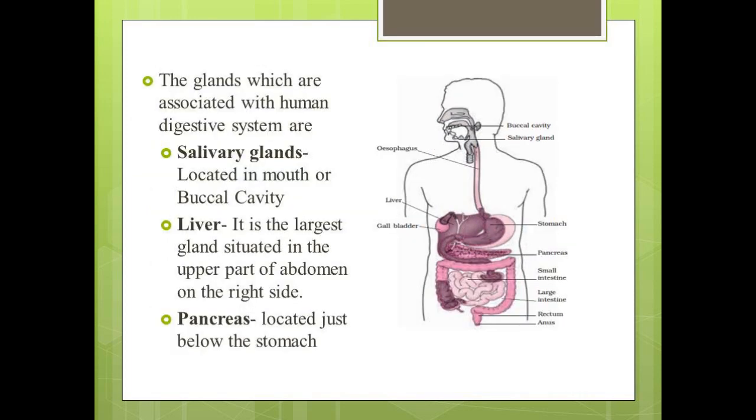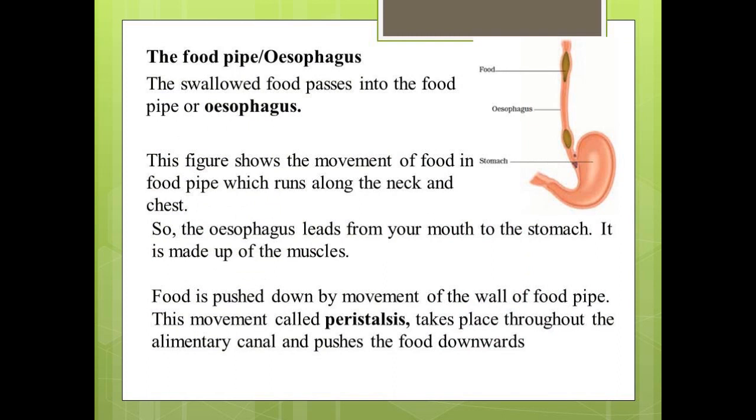The glands associated with the human digestive system are the salivary glands located in the mouth or buccal cavity; the liver, which is the largest gland, situated in the upper part of the abdomen on the right side; and the pancreas, located just below the stomach.